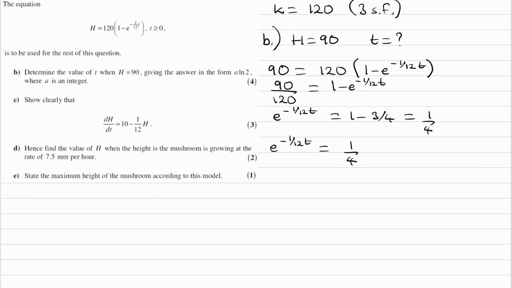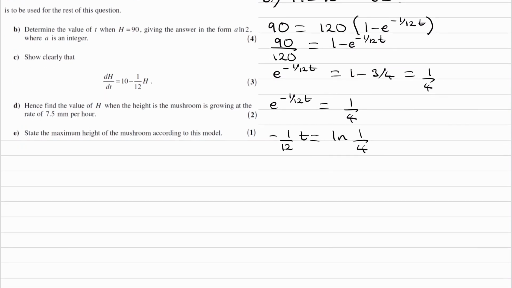I can now do natural logs of both sides to get rid of the e. So we get minus 1/12 t is ln of 1 over 4. And then we can bring the minus 12 to the right hand side. So times both sides by minus 12. And then we get t is equal to minus 12 ln 1 over 4.